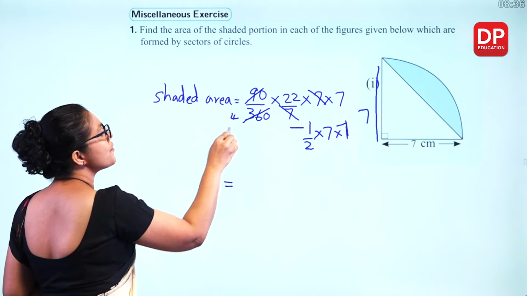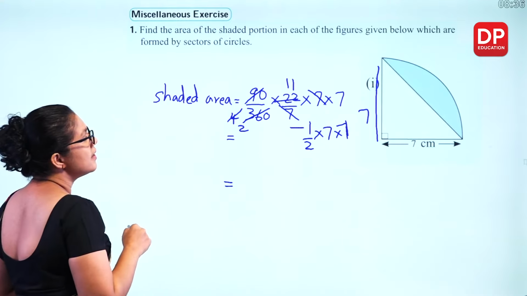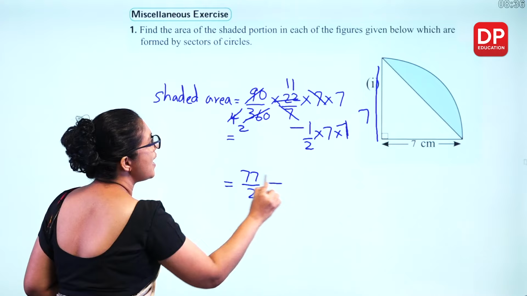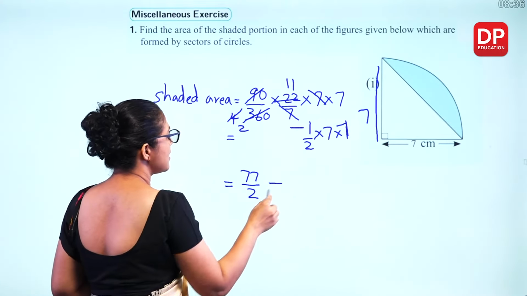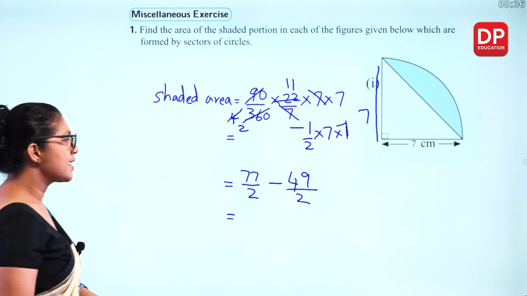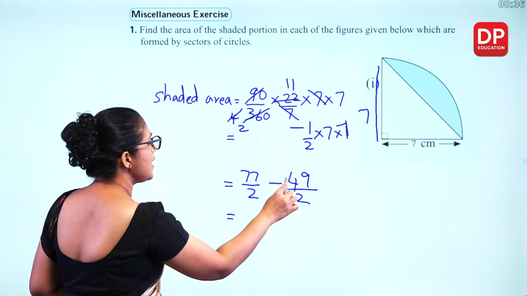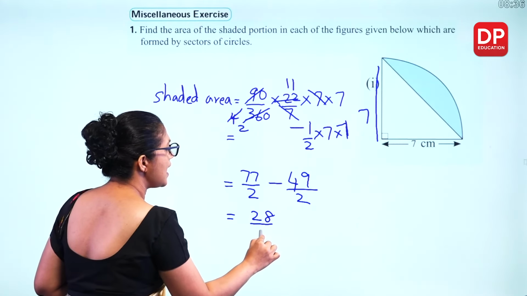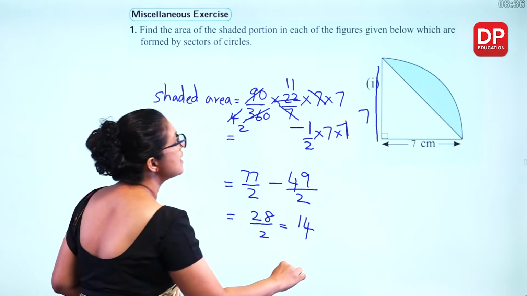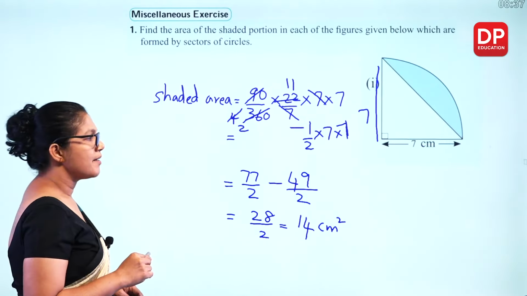90 times 4, 360. Divide by 2, you get 11 and you get 77 over 2 minus 49 over 2. So when you subtract 77 and 49, what do you get? 28 over 2, that's equal to 14 square centimeters. So that's the shaded area.